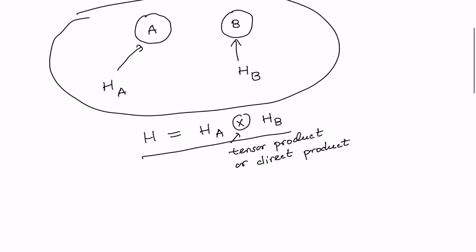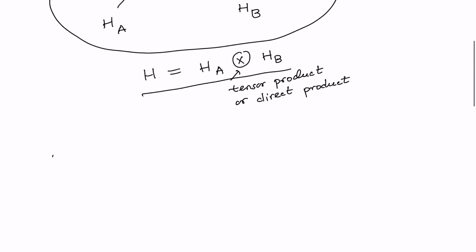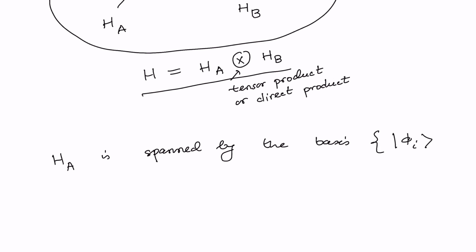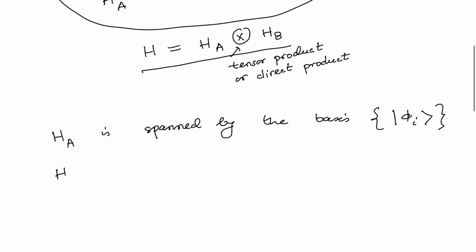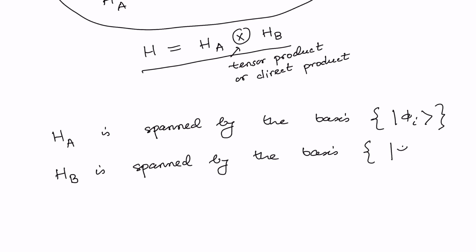Now let us say HA, the Hilbert space of A, is spanned by the basis vectors phi i, and HB is similarly spanned by another basis, say psi j. All right, so i and j can run from 1 to n if it is an n-dimensional Hilbert space and so on.